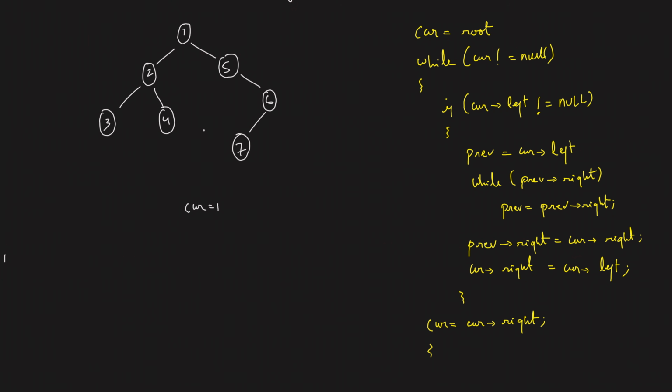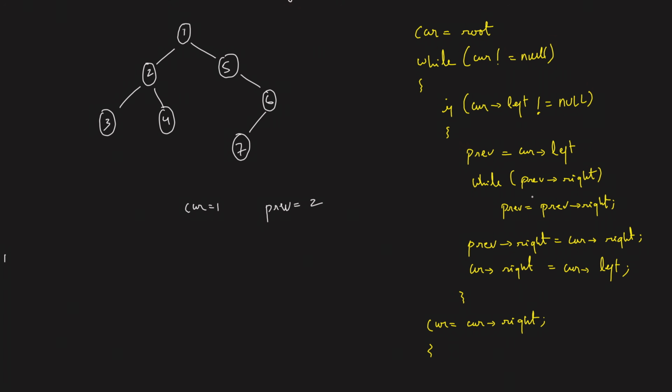So what I'll do is, I will first see if cur has a left, because if there is a left, then only it will get connected between 1 and 5, right? If there is a left only. So if it is not null, then I'll take a previous, okay. So let's take a previous which is saying I'm 2. Okay, so I've taken a previous which is 2.